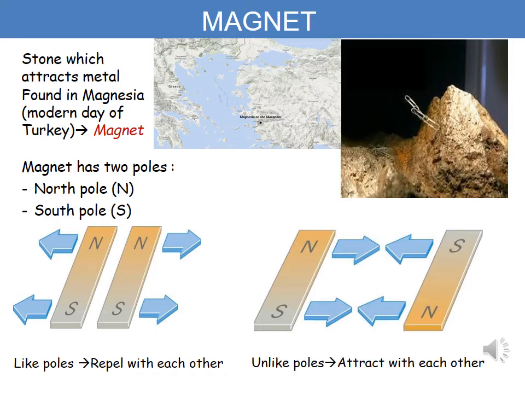Historically, the magnetism phenomenon was first recorded in the Magnesia region in ancient Greece, now in modern-day Turkey. Stones moved, attracted to each other. These stones were later called magnets. A magnet has two poles, north and south. Like poles repel each other. Unlike poles attract each other.